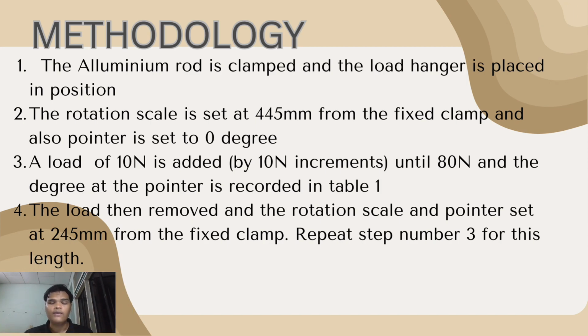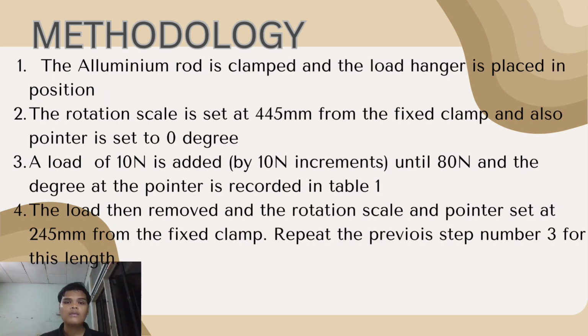The first procedure for this experiment is that the aluminium rod is clamped and the load hanger is placed in position. Then, the rotation scale is set at 445 mm from the fixed clamp, and the pointer is set to 0 degree. A load of 10 Newton is added, in 10 Newton increments, until 18 Newton, and the degree at the pointer is recorded in Table 1. The load is then removed and the rotation scale and pointer are set at 245 mm from the fixed clamp. Repeat the previous step for this length.